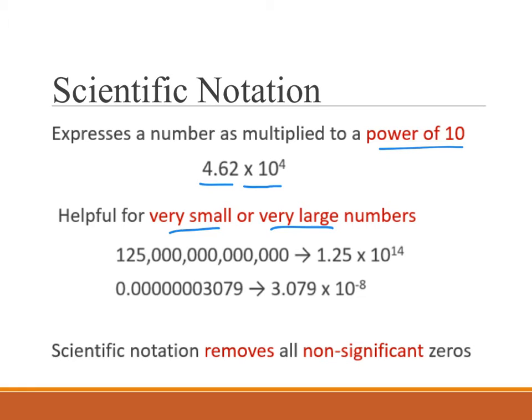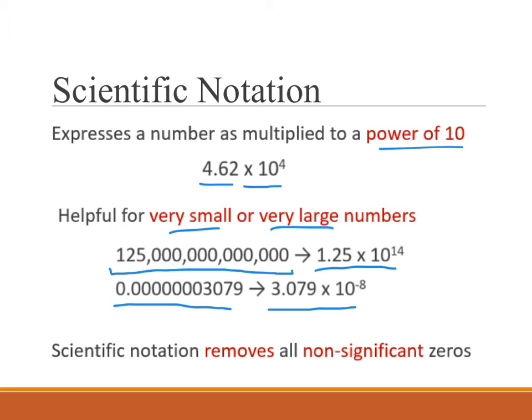Like when we look at this large number, you can see it takes up a lot of space. We've got a whole lot of zeros there, but it can be written as 1.25 times 10 raised to the 14th power. Much more neat and tidy. Similarly, this very, very small number with all those leading zeros could be written as 3.079 times 10 raised to the negative 8th.